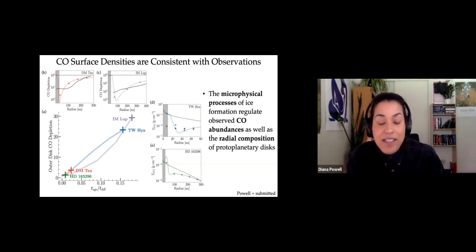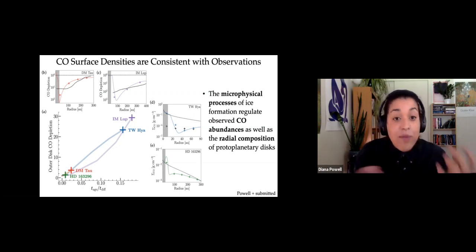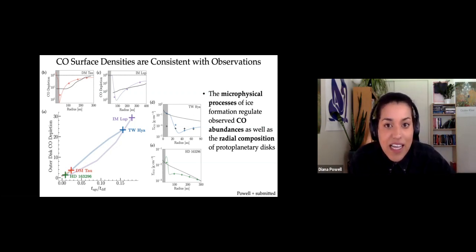And I will note that this process is also applicable to other volatiles in disks. So really the microphysical processes of ice formation both regulate the observed abundances of CO gas and are crucial in determining the radial composition of protoplanetary disks. And with modeling like this, and with many more species with time, we can get a handle on the bulk diffusive properties of the system and the distribution of material in the solid and gas phase in the midplane that could be being formed into planets.